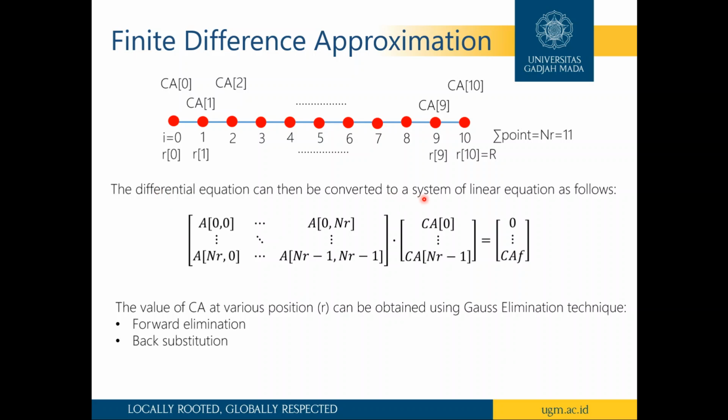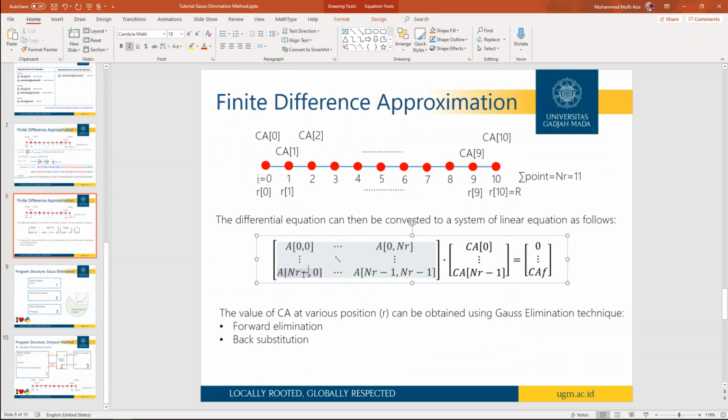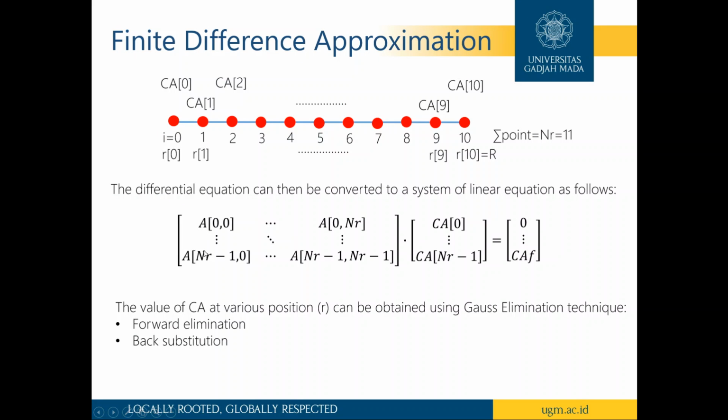After we convert the ODE to a linear algebraic equation, you will have this matrix A, from 0,0 up to nr minus 1. Sorry, I have to edit this. This should be nr minus 1. So you will have 11 by 11 here if nr is equal to 11, and then you will have a vector which has the size of 11 by 1. Similarly here b is 11 by 1.